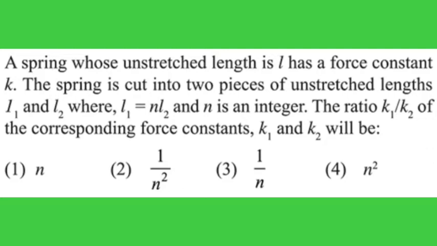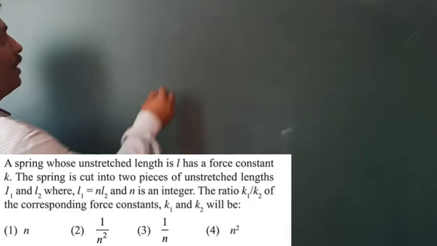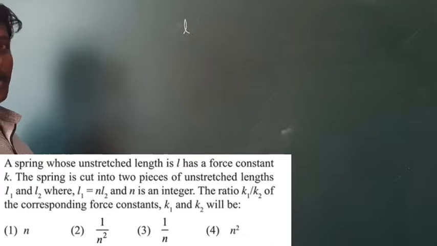Now the last question of today's video. A spring whose unstretched length is L has a force constant K. The spring is cut into two pieces of unstretched lengths L1 and L2, where L1 equal to N L2 and N is an integer. The ratio K1 by K2 of the corresponding force constants K1 and K2 will be. The options are first one N, second one 1 by N square, third one 1 by N, fourth one N square.